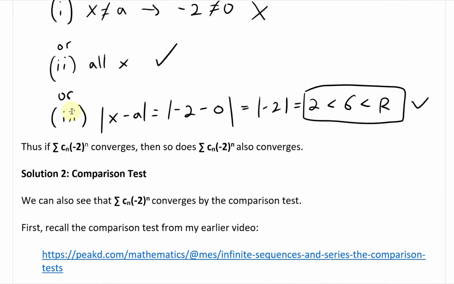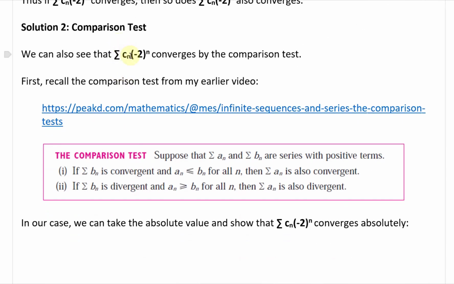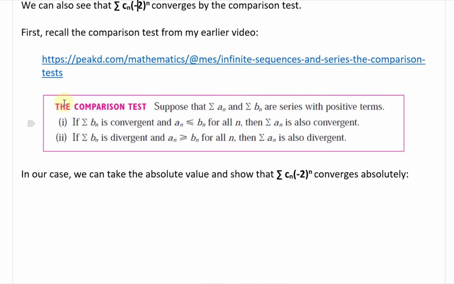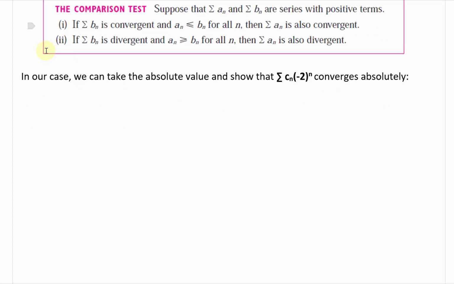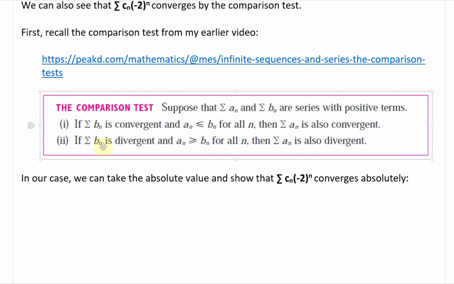But now let's take a look at solution 2, solving the same thing using the comparison test. We can also see that the summation Cn times negative 2 to the power of n converges by the comparison test. First, recall the comparison test from our earlier video. Suppose we have series an and bn with positive terms. If bn is convergent and all the terms an are less than or equal to bn for all n, then the series an is also convergent. Likewise, if the series bn is divergent and all the terms an are greater than or equal to bn for all n, then the series an is also divergent.